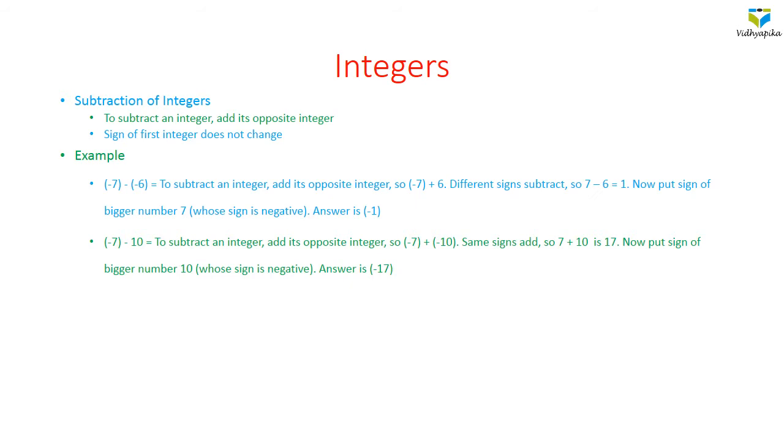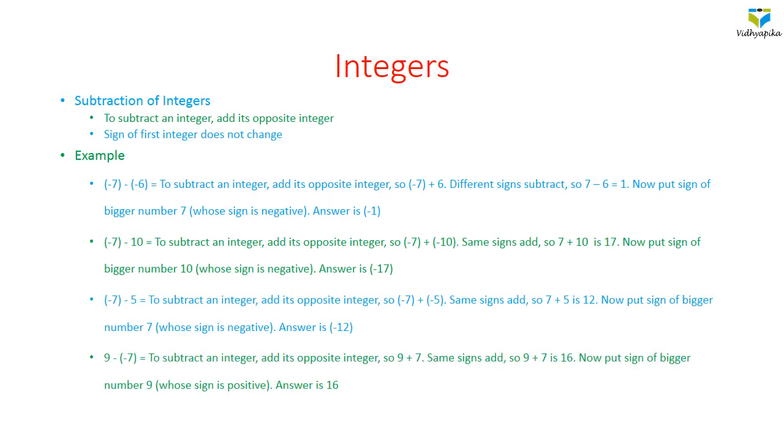Let us try one more. Negative 7 minus positive 10. To subtract an integer, add its opposite integer. So it becomes negative 7 plus negative 10. Treat this like integer addition. Same signs add. So 7 plus 10 is 17. Now put sign of bigger number 10 whose sign is negative. Answer is negative 17. Read and understand other examples now.